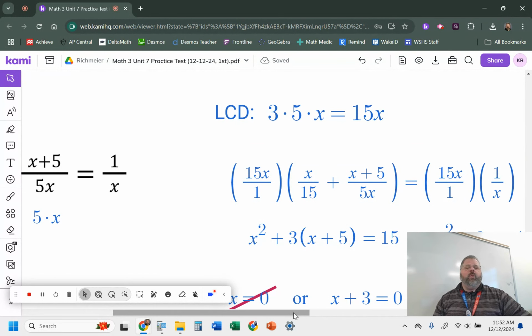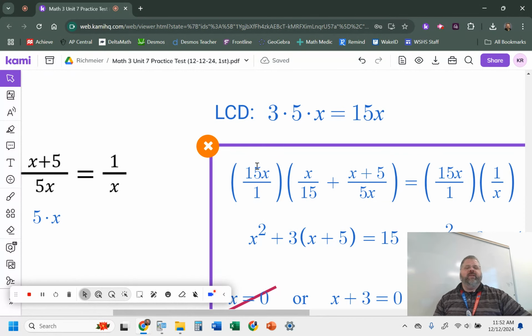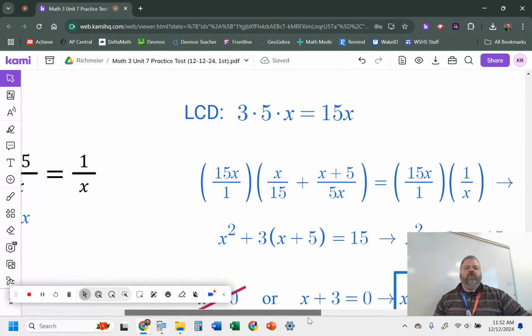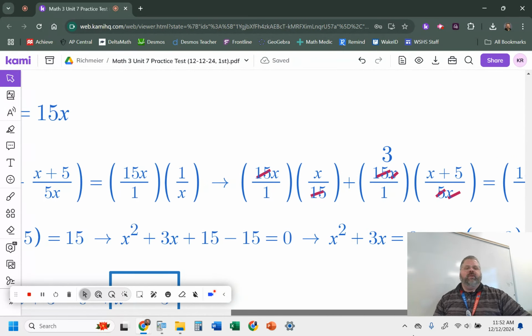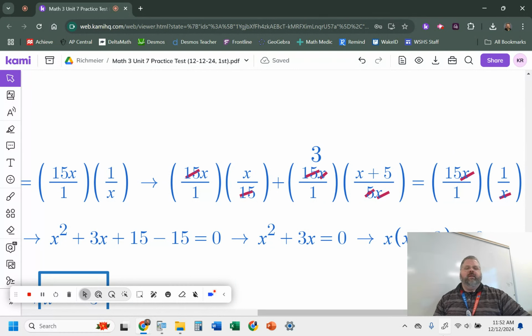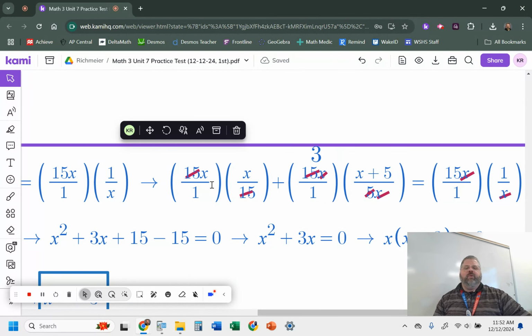Once I've got that recorded, what I'm going to do now on the left-hand side is distribute this 15x divided by 1 to both terms. And so you see that right here. I've applied the 15x over 1. I've multiplied it to the x over 15. I've multiplied the 15x over 1 times the x plus 5 over 5x. And then, like I had on the right side, I had 15x over 1 times 1 over x.